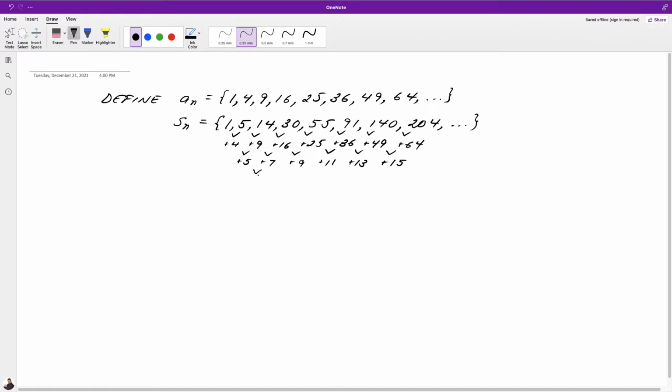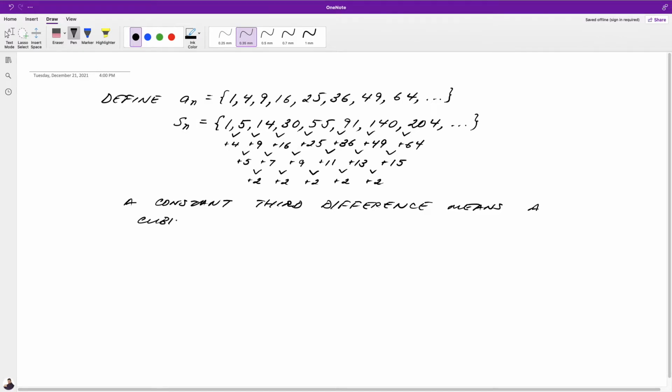But if you take a look at the third iteration of this method, you can see that we do have a constant difference. 2 is being added each time, which means we've got a cubic growth pattern. So a constant third difference means a cubic relationship is present. And so we can typify that by S sub n equals an cubed plus bn squared plus cn plus d.